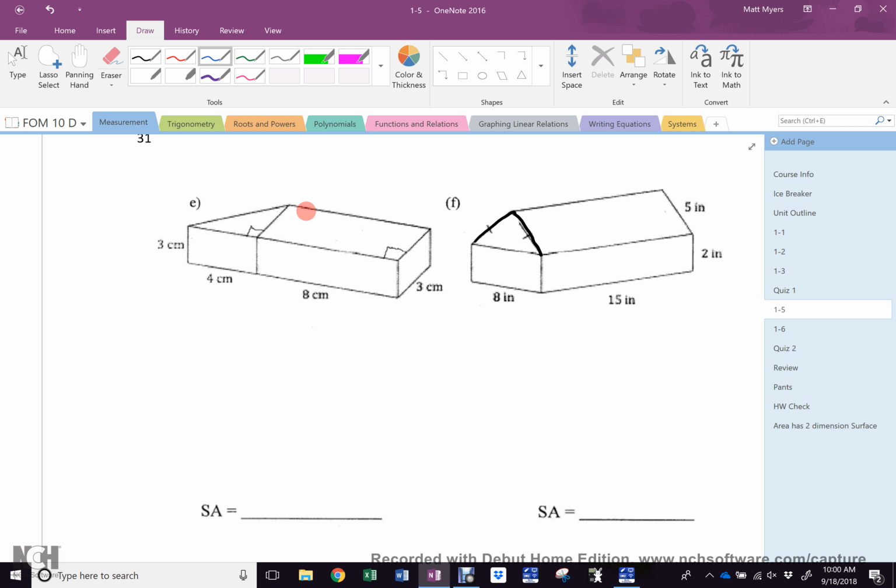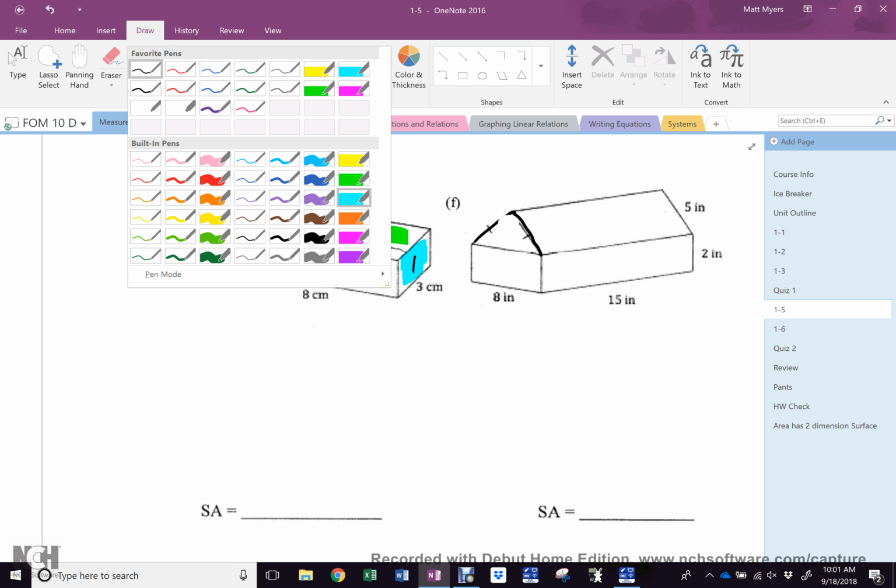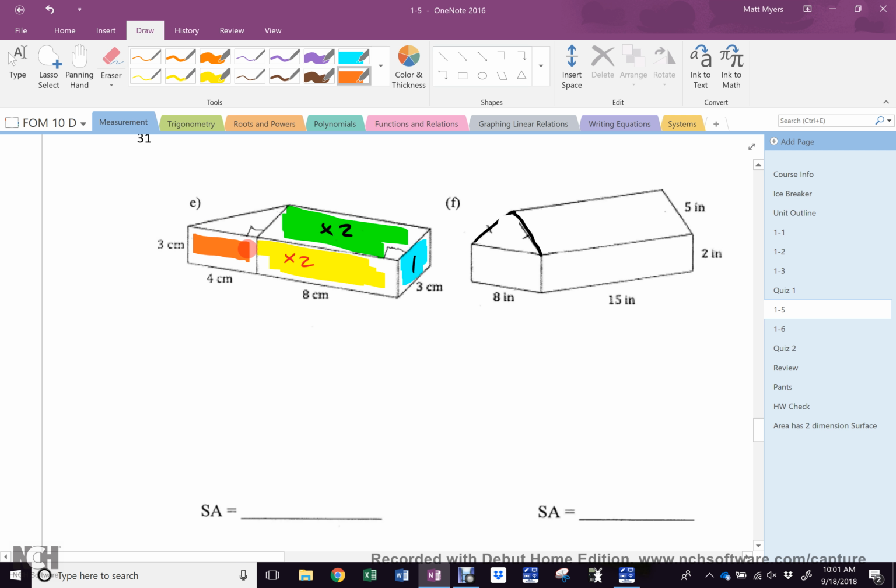Understand? So, how many green rectangles are there? 2. So if I know that times 2, I'm covered, right? Yeah. How many yellow rectangles are there? 2. Times 2. How many blue rectangles are there? 1. Because the other one is covered over here, yes? Because of the triangle? Right. Now, come over to here. How many orange ones are there? 1 only. Because this diagonal one is different, isn't it?